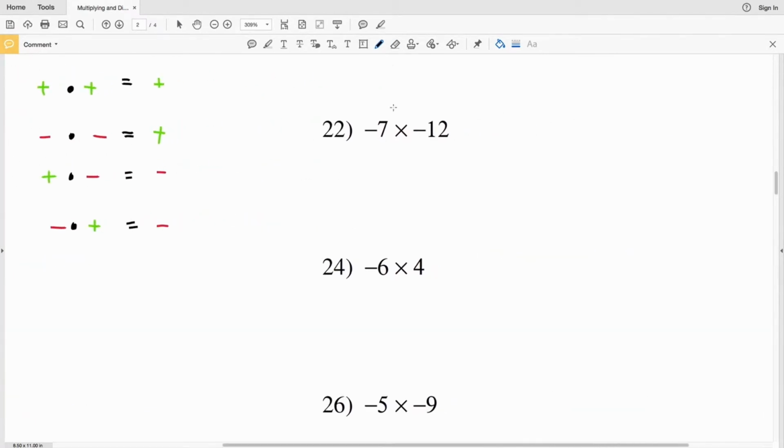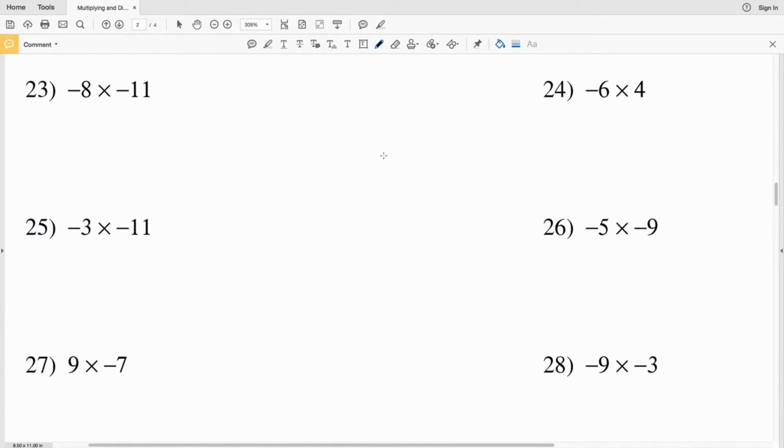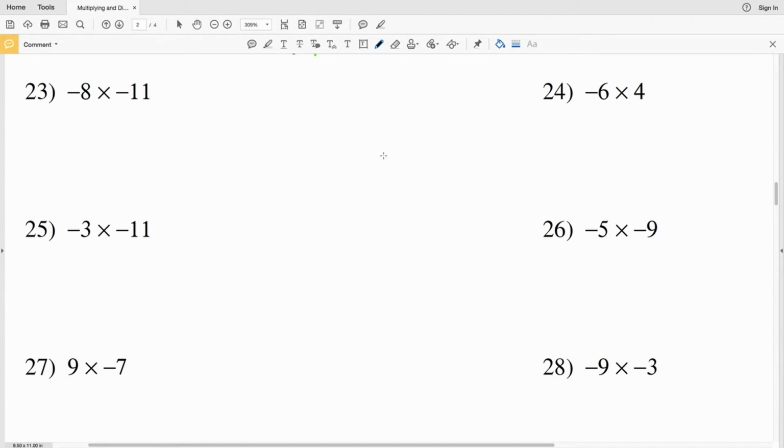Number 22, we have a negative times a negative. Negative times a negative, looking at our chart, results in a positive. Think same sign, positive. So negative 7 times negative 12 is going to be a positive 84. Number 23, we have another negative times a negative, so the resulting answer is going to be positive. 8 times 11 is going to be a positive 88.